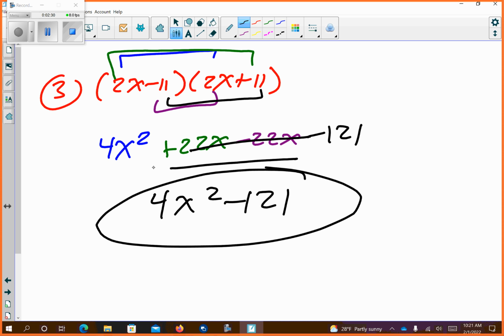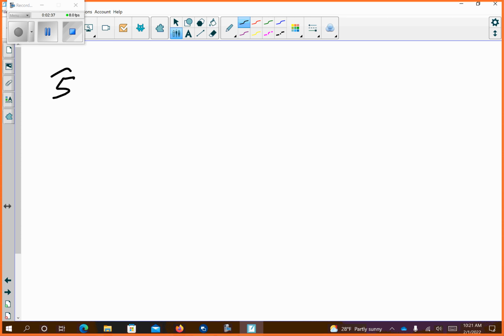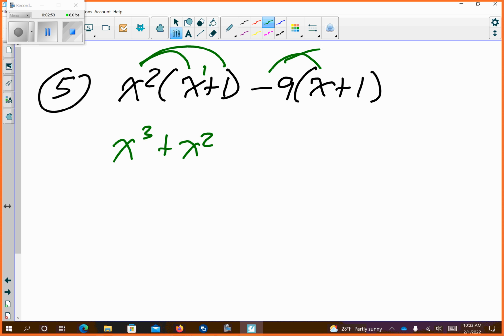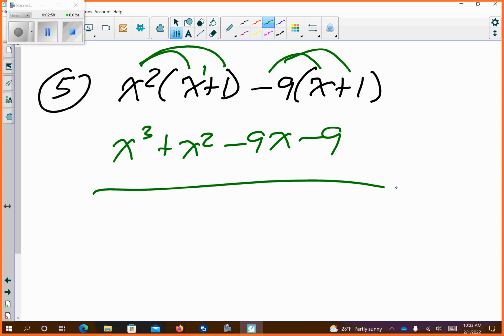Anything else I could help you with? Yeah. Number 5. Number 5: x squared times x plus 1, minus 9 times x plus 1. All right. I'm going to distribute this over. So I'm going to get x to the third, because you have to realize that's to the first, plus x squared. Distribute negative 9. There's no like terms. That's my answer. Anything else?